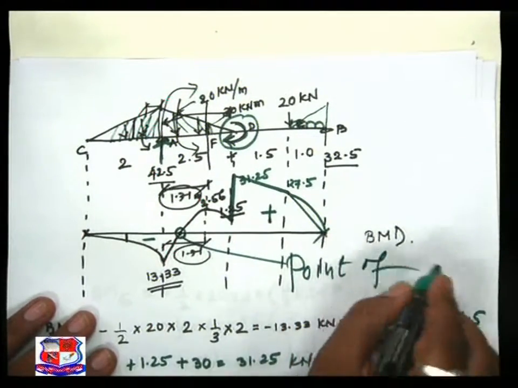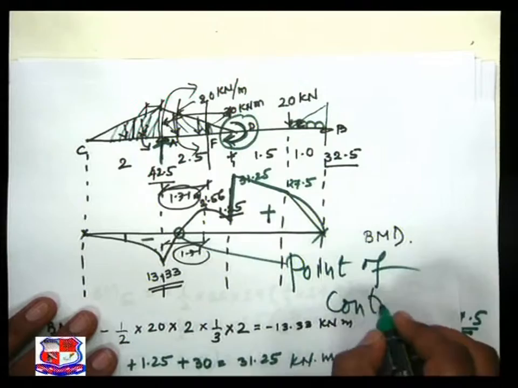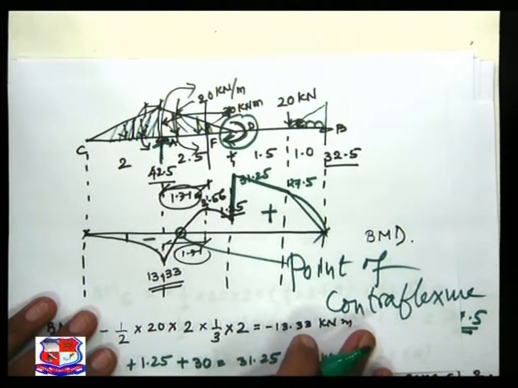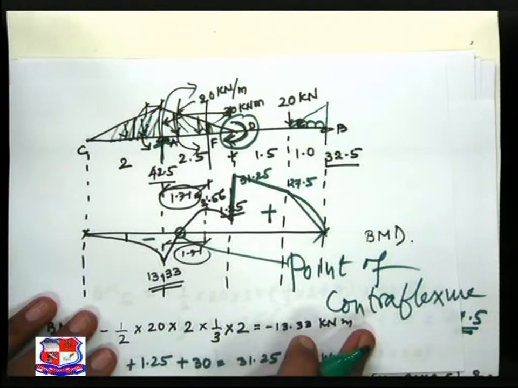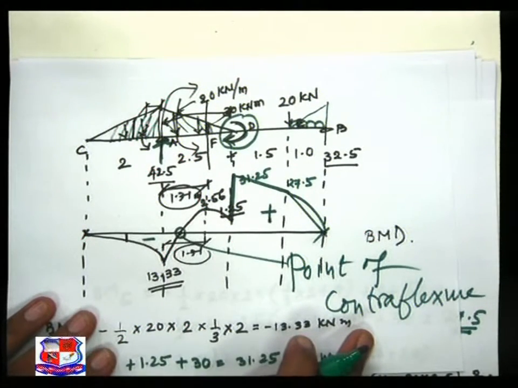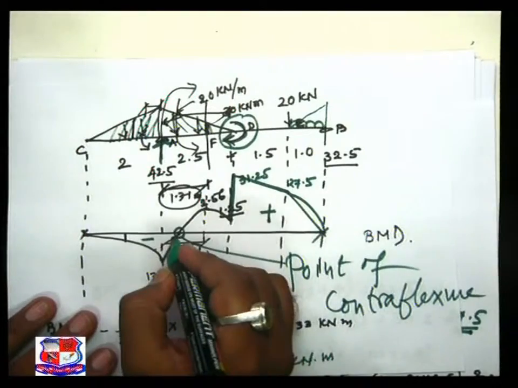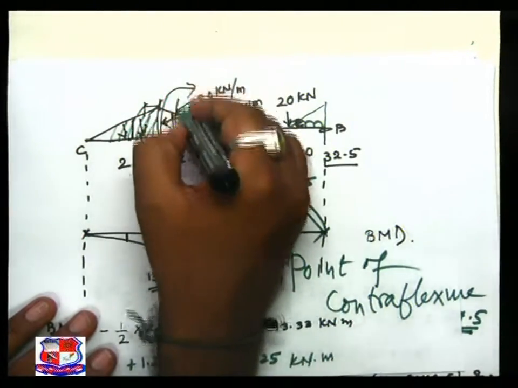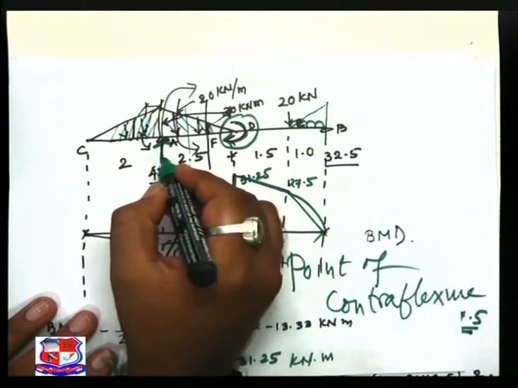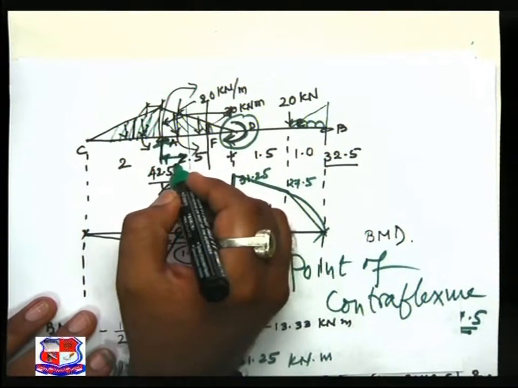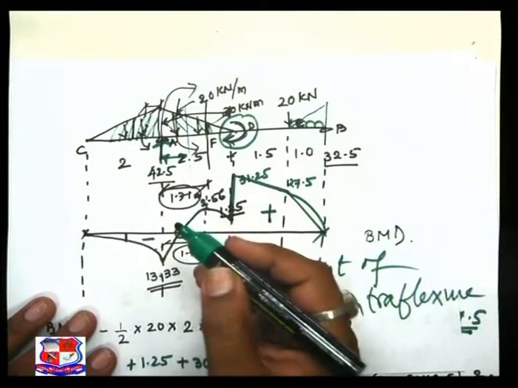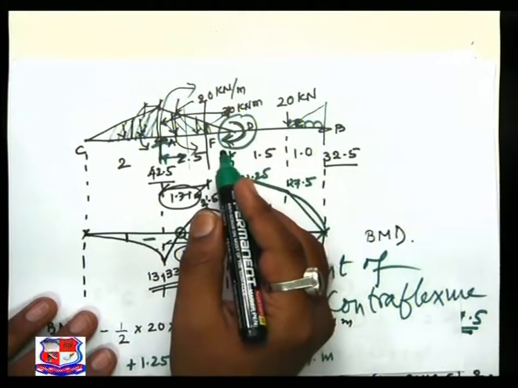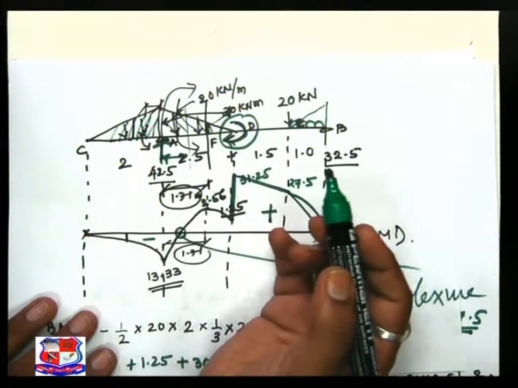point of contraflexure. Another name is point of inflection, and we can find out this point of inflection by taking a section in this region, at a distance x, and we have to set up an equation of bending moment in terms of x, which is equated with 0.